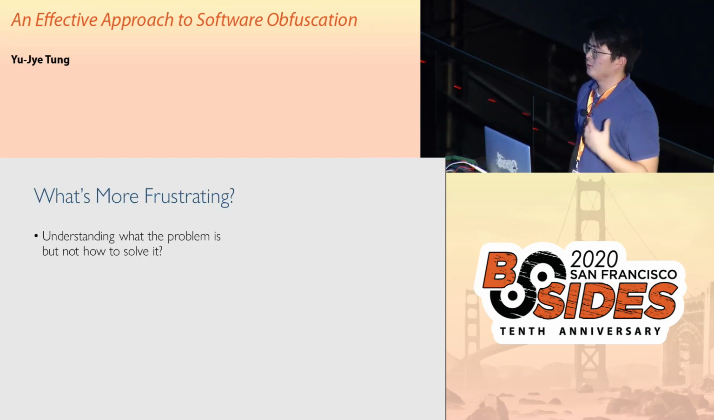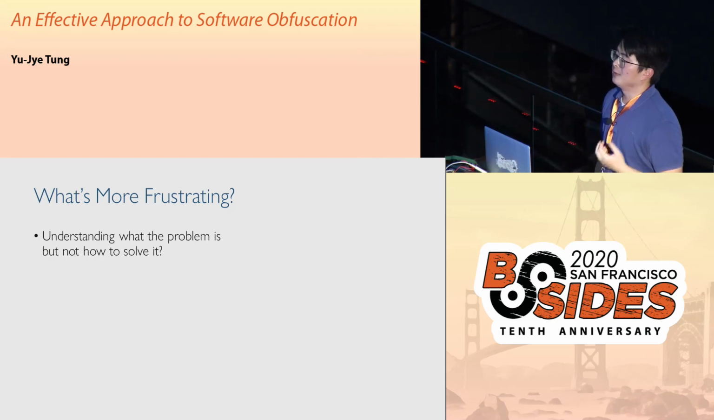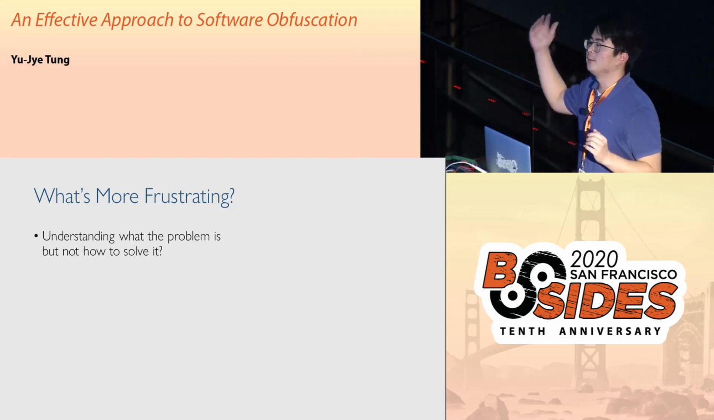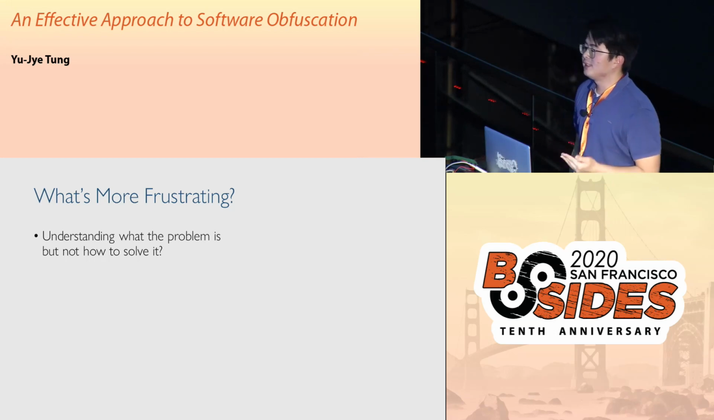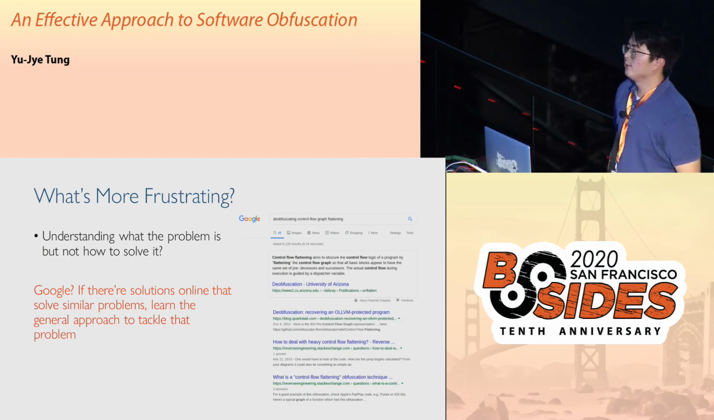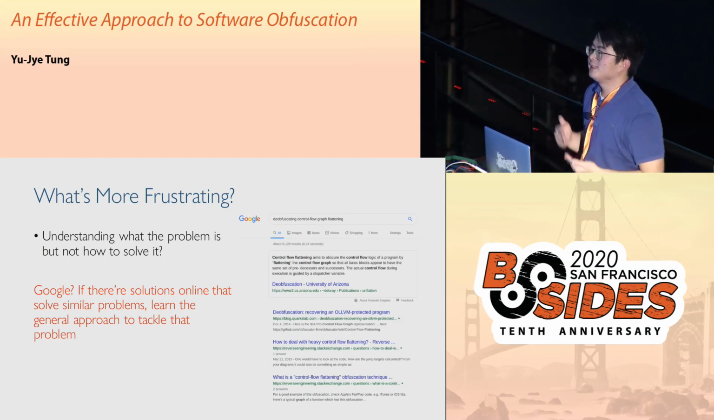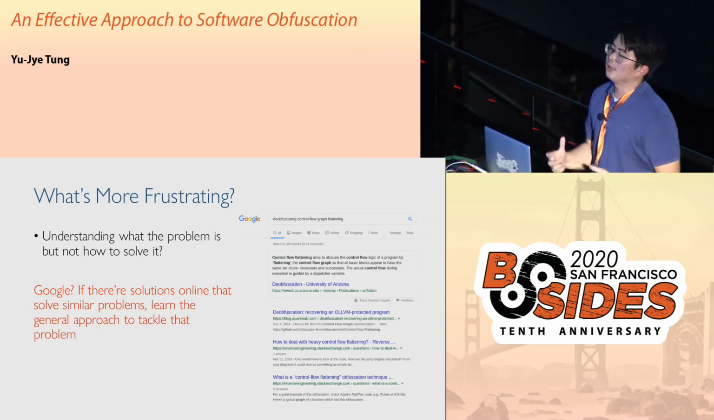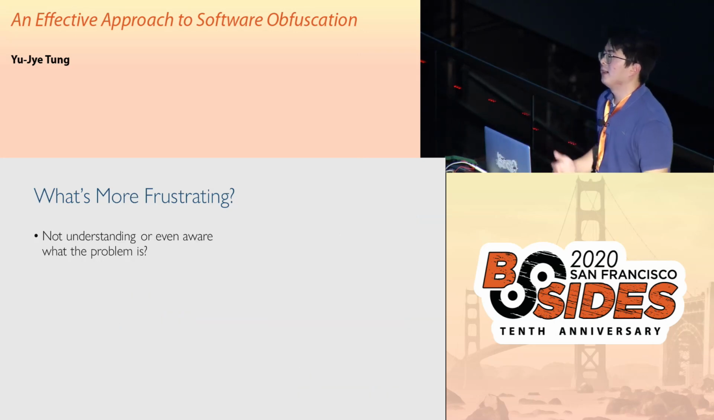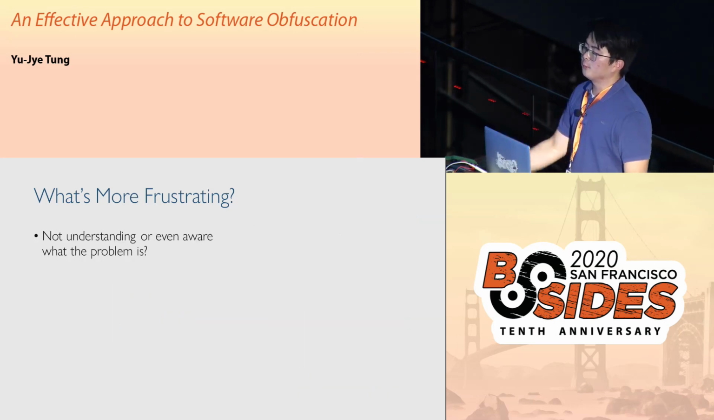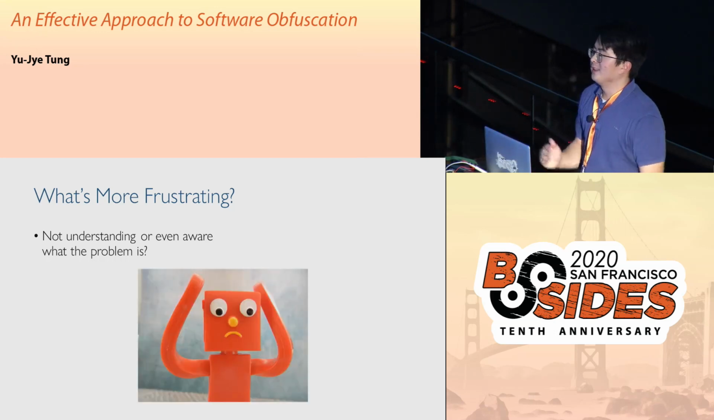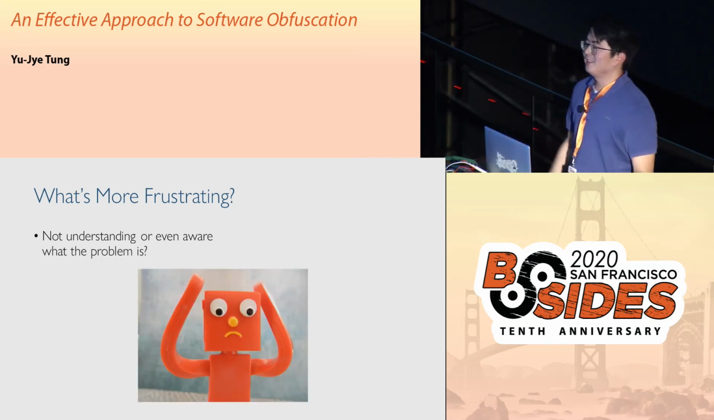And perhaps to drive home the importance of the stealth property even more, it might be better for us to think of it on a higher level. What's more frustrating? Understanding what the problem is, but not how to solve it? Well, with the availability of the World Wide Web, there's bound to be solutions online that solve similar problems. So learn the general approach to tackle those problems and use it to tackle the one you have at hand. How about not understanding or even being aware of what the problem is? Well, in that case, there's really nothing I can do, right?